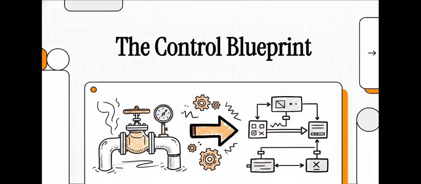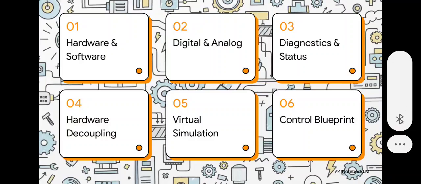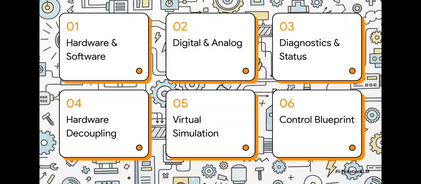Let's get into it. Okay, let's look at our roadmap for today. We're heading into 6 main areas. 1. Hardware and software interface. 2. Digital and analog translators. 3. Diagnostics and signal status. 4. Hardware decoupling and synchronization. 5. Virtual testing and simulation. And finally, 6. The ultimate control blueprint.